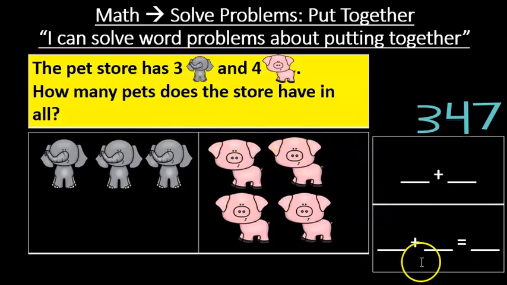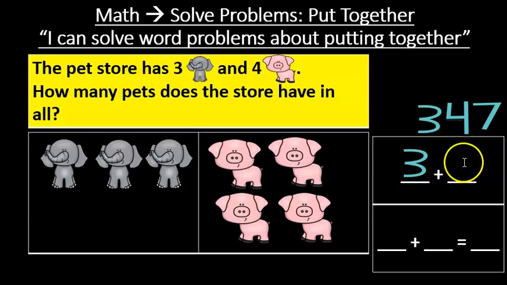Now we have to come over here and put our numbers in here, okay? Let's start with this number right here. To get this number, look at your picture now. How many elephants are there? 3. Good job. So I'm going to put 3 there, okay? Now, that one is finished.